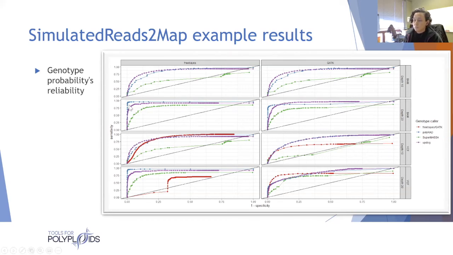And the ROC curves here show the genotype probability reliability. So if the genotype is wrong, I expect the genotype probability to be lower. And if it is correct, I expect this to be higher. So curves that are close to the upper left corner mean that the genotype software can do this differentiation very well. And just an overview, like updog and polyRAD can perform really well in all scenarios simulated.